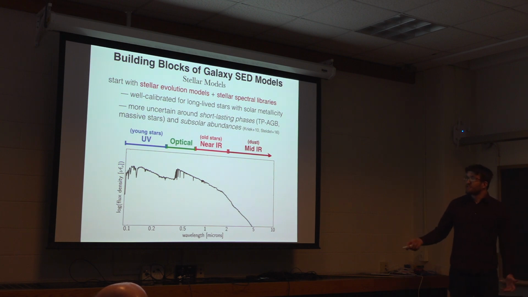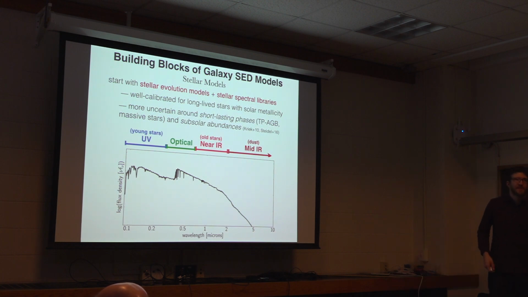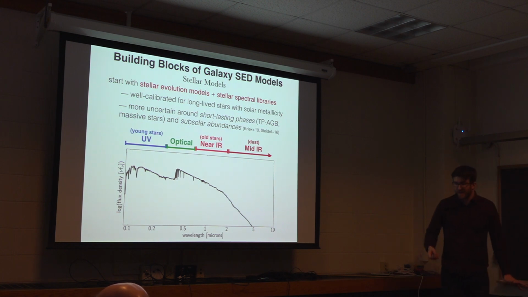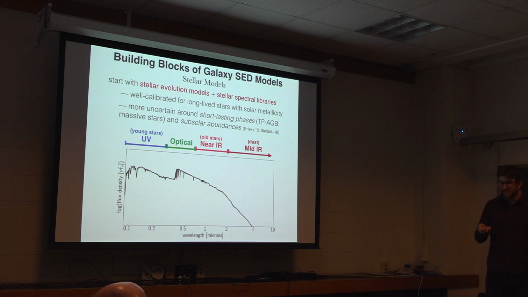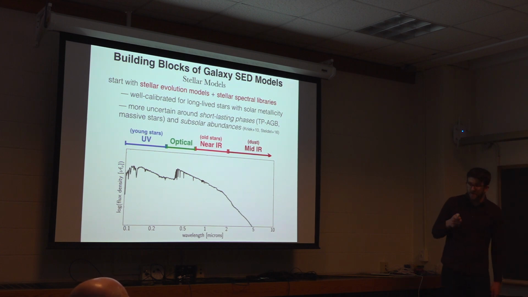So these models, in general, are Frankensteins of all these different bits of theory and observations, and they're all pasted together. So there's a lot of uncertainties, but we won't really talk about them. But just so you know, there's a lot more uncertainties around shorter lasting phases like the TPAGB phase, or near subsolar abundances, because these are simply hard to find examples of in the local neighborhood.